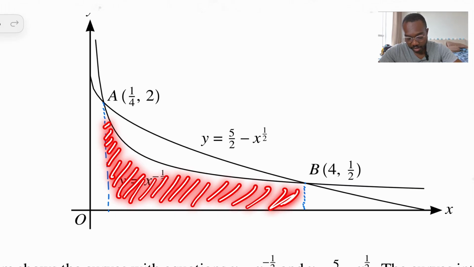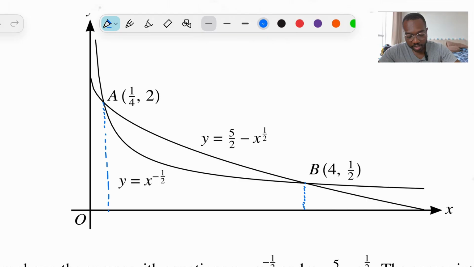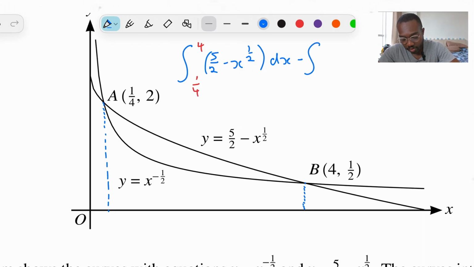All of this. Therefore, if we want this value in the middle, it would just simply be the integral between 4 and 1 over 4 of 5 over 2 minus x to the half with respect to dx. And then we just minus the integral, again between 4 and 1 over 4, of x to the minus a half with respect to dx, okay?